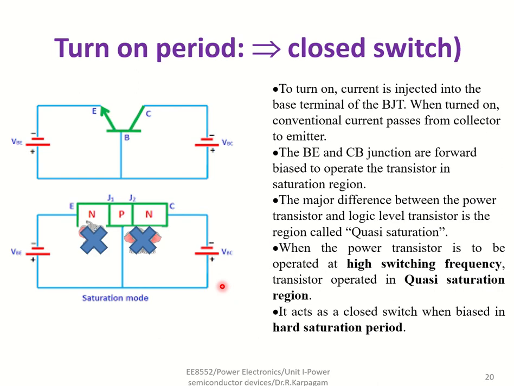The closed switch condition is called the turn on period. During the turn on period, a current is injected into the base terminal of the BJT. In turn on, a conventional current flows from collector to emitter. Here the base emitter and collector base junctions are forward biased. The main difference between a power transistor and a logic level transistor is that it has an additional quasi-saturation region, since the power transistor is to be operated at high switching frequency. The transistor acts as a closed switch when biased in hard saturation.